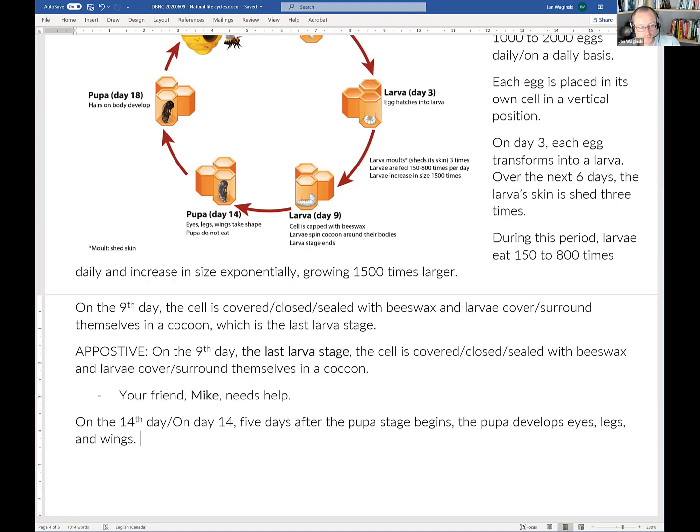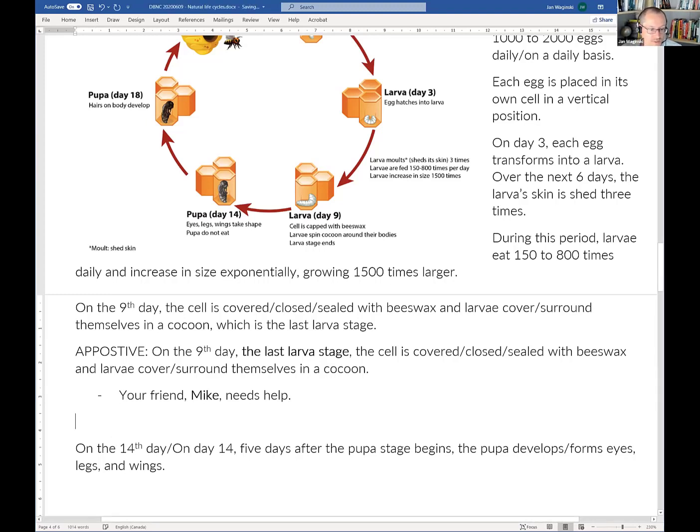Ian, can we say the pupa forms with eyes, legs, and wings instead of develops? Can we say form? Yes. The pupa forms eyes, legs, and wings. You don't need "with." Okay. You could just put a sentence in here.